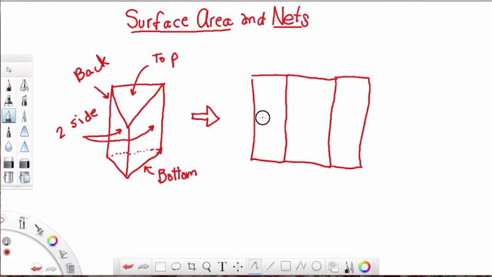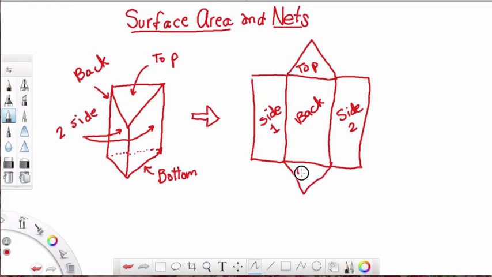So here we have side 1. Here we have the back. And then we have side 2. These are our 3 faces. Here are the 3 rectangular faces. But we can't forget about the top face, which is a triangle, as well as the bottom face that we folded back as well.